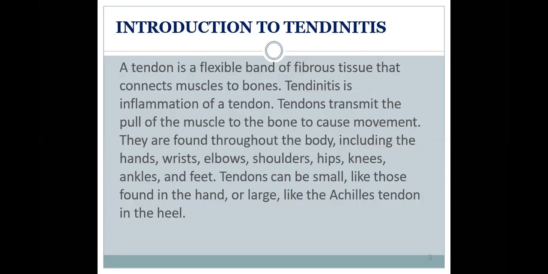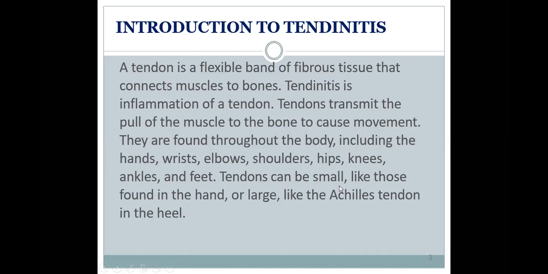Now, introduction of tendinitis. A tendon is a flexible band of fibrous tissue that connects muscles to the bone, and the inflammation of a tendon is called tendinitis. Tendons transmit the pull of muscle to the bone to cause movement. This is the normal function of a tendon. It helps in the easy, efficient movement of the bones and muscles, and they are found throughout the body, similarly to bursae, including the hand, wrist, elbow, shoulder, hips, knee, ankles, and feet.